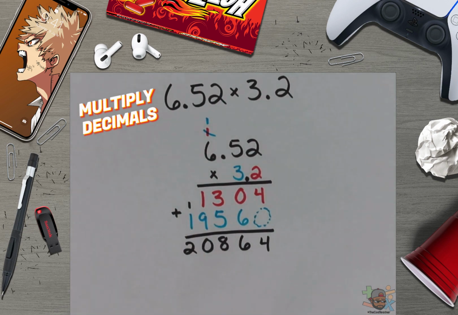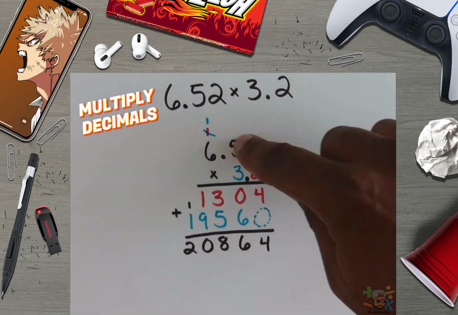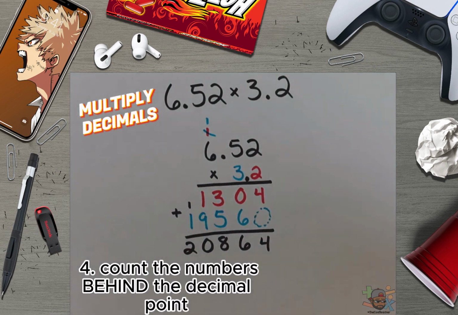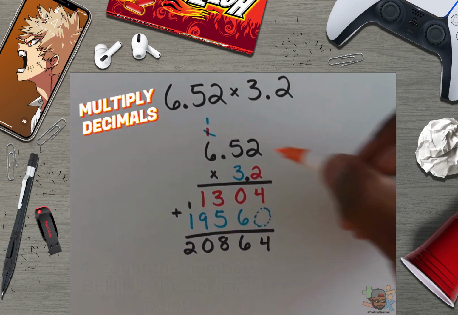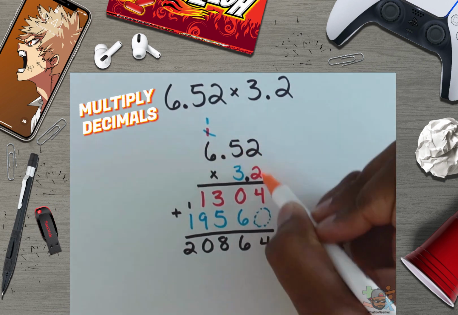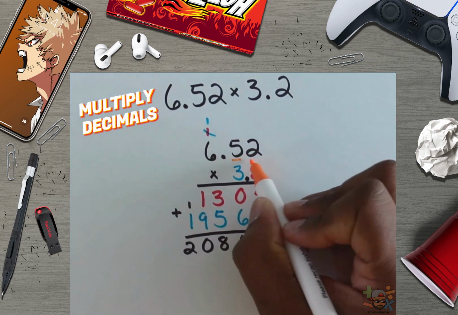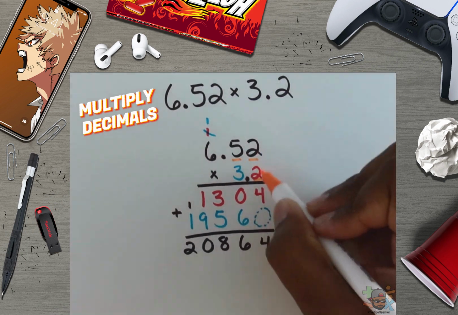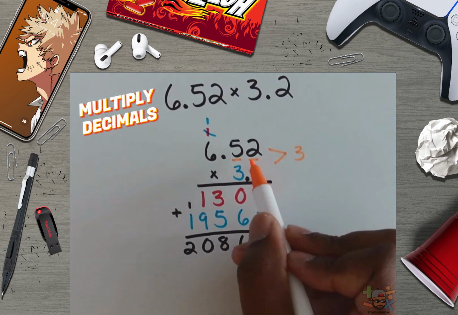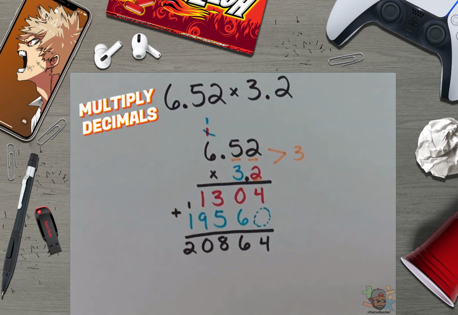First off, I didn't write it in green, so you know it's not the answer. Secondly, I have these decimals, so I need to go ahead and put a decimal in my answer. How do I go ahead and do that? Well, I need to count the numbers behind the decimal point in the problem. These are the numbers in the problem, and these are the numbers behind my decimal point. I have 3 numbers total behind the decimal point in my problem.